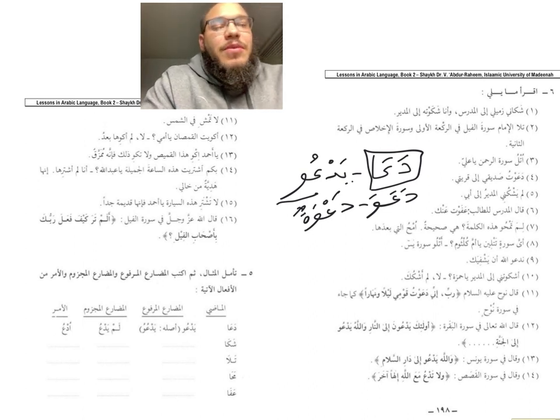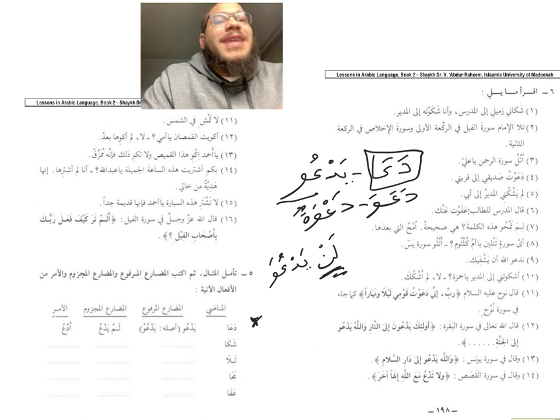So you need to fill in this table with the conjugation of the verb in the present tense, the mudari', al-majzoom, wal-marfu'. Yani marfu' is the original form before anything happens to it, like before you add lan, which makes it mansub, or lam, which makes it majzoom. When you add lan, for example, you say lan yad'uwa, because lan makes the mudari' mansub.